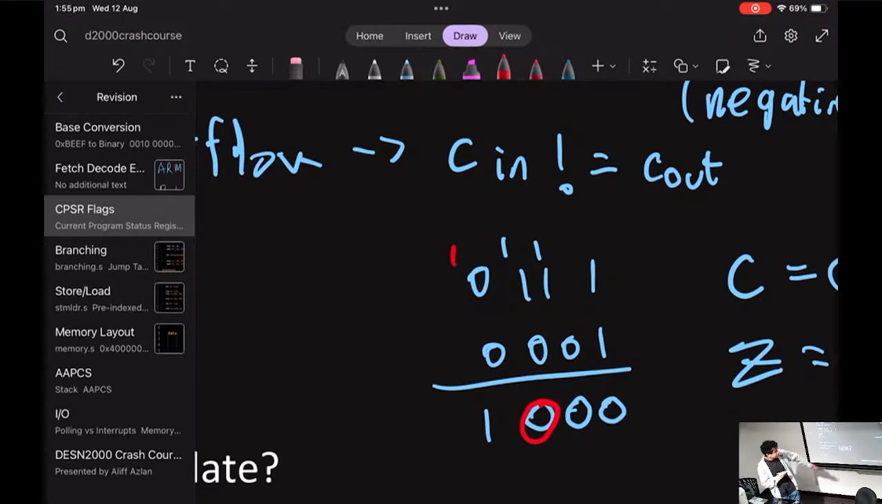Now when we do this last computation, 0 plus 0 is 0, plus the carry bit, which is 1, we get 1, correct? But we have 1 without a carry. So the carry out would be 0, but the carry in is 1. It just means the carry from the last computation. That's what carry in is. Yes?